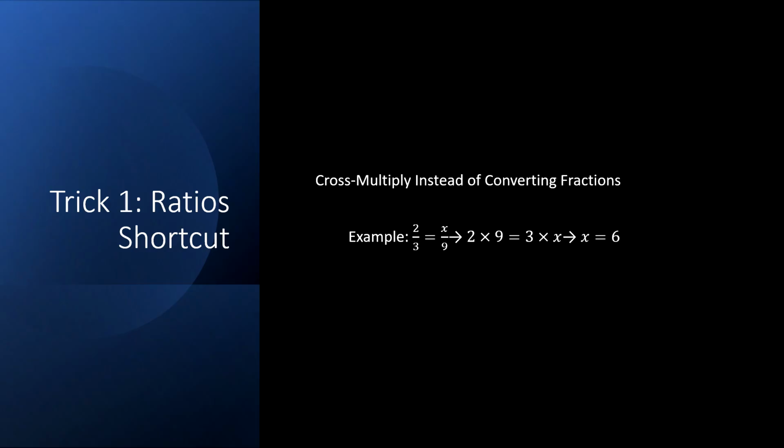Our first trick is about ratios. Instead of converting fractions, just cross multiply. For example, if 2 by 3 equals x over 9, multiply 2 by 9 and 3 by x, you will quickly find that x equals 6.